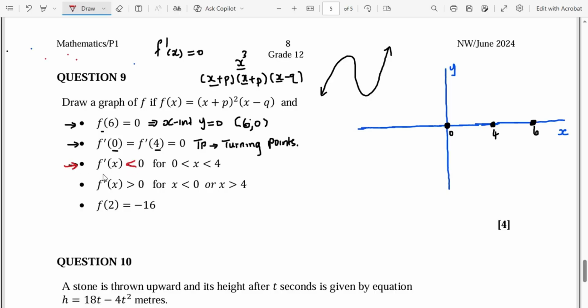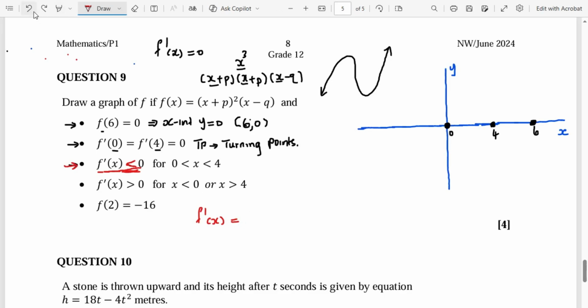They say f prime is less than 0. Guys, when we talk about f prime being less than 0, it's like asking where the graph is decreasing. So f prime less than 0 tells us whether the graph is increasing or decreasing. Let me write this down: f prime is less than 0. It tells us where the graph is decreasing. So this is decreasing, which means that the graph is decreasing between 0 and 4.